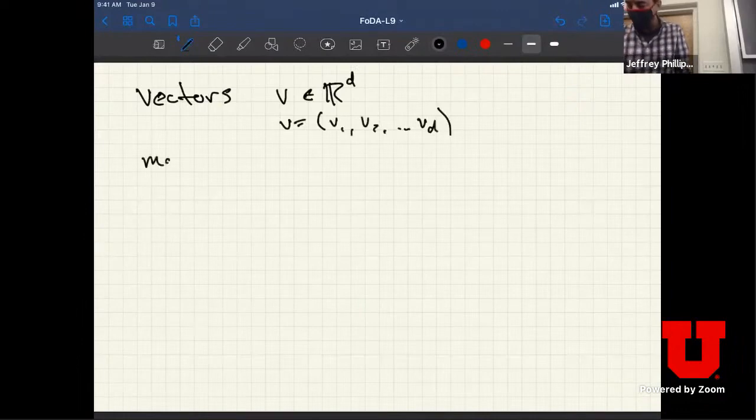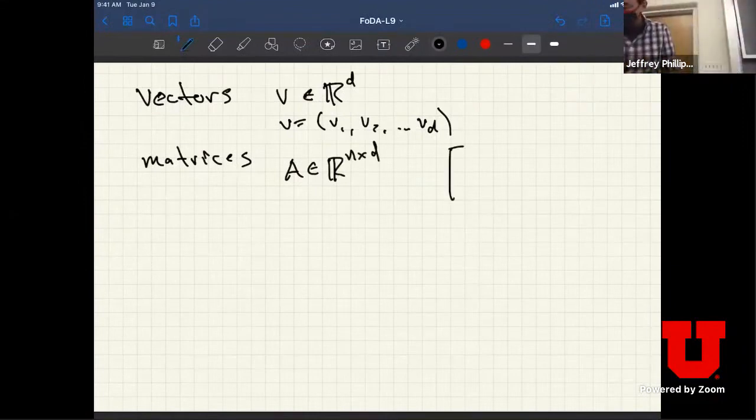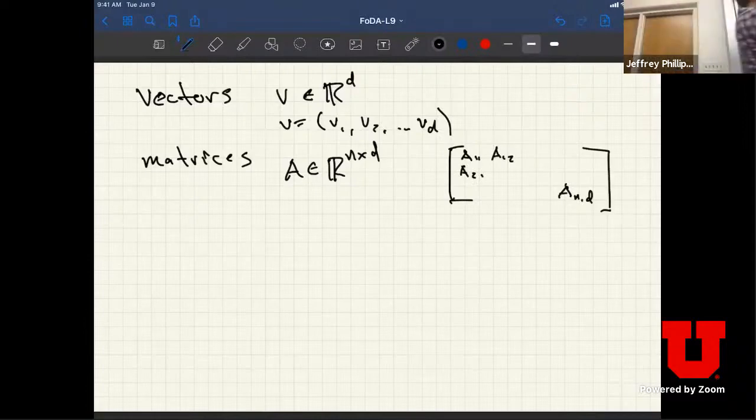And so matrices, let's say this is A, and this would be an element of R^(n×d). That means it has n rows and d columns. So we'll think of a matrix, say A11, A12, all the way across to A1d, and then A21 below. Okay, and it's this two-dimensional array, right? Or you can store it as an array of arrays, where every row is a vector and so forth.